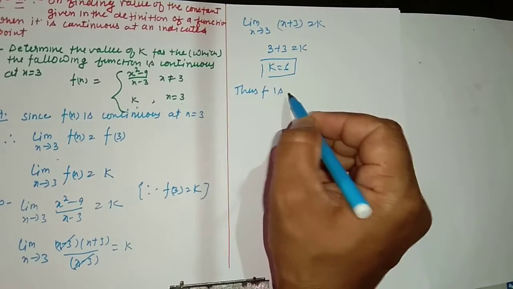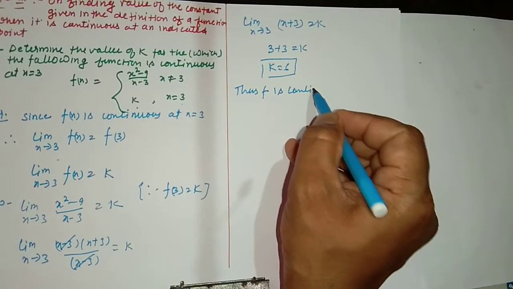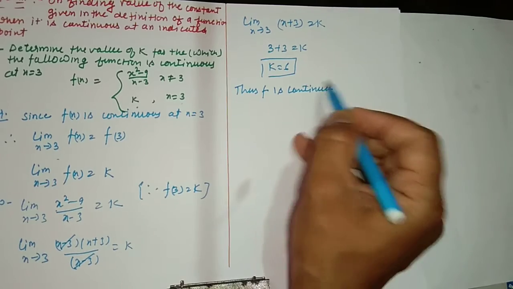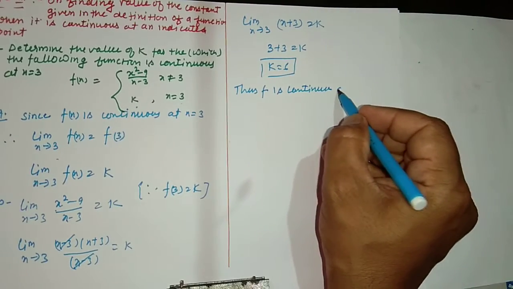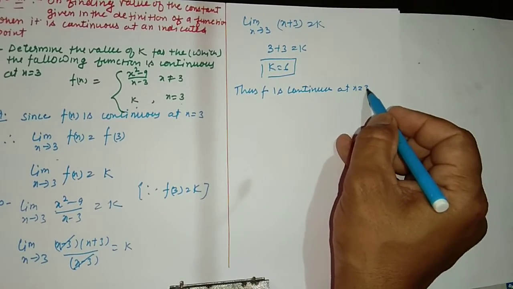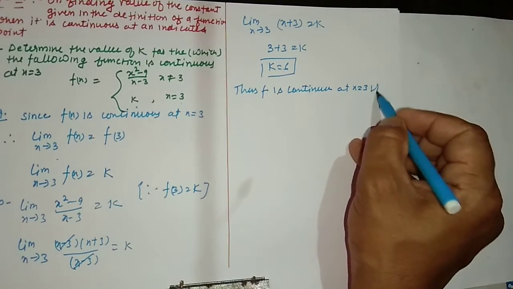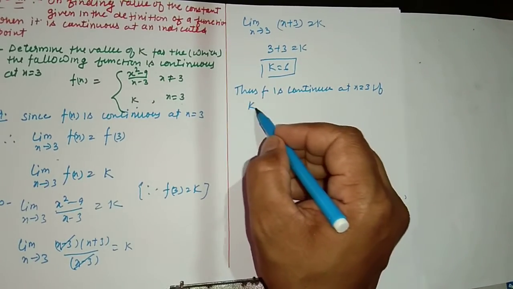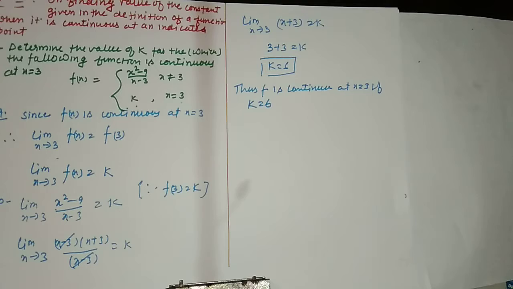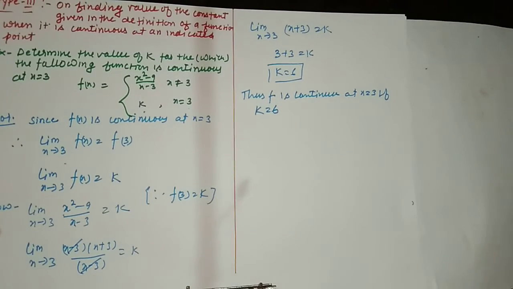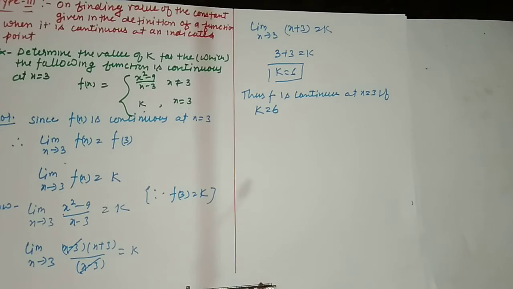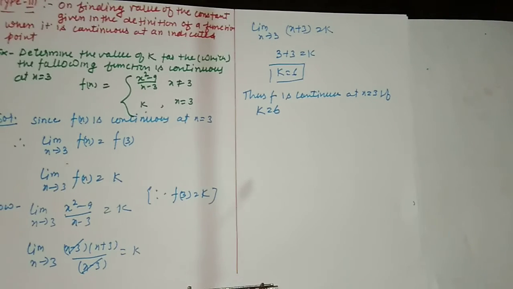So we can say that thus f is continuous at x is equal to 3 if k is equal to what? 6. Clear? For the value of k is equal to 6, the function is continuous. Clear? Now we'll take one more example.